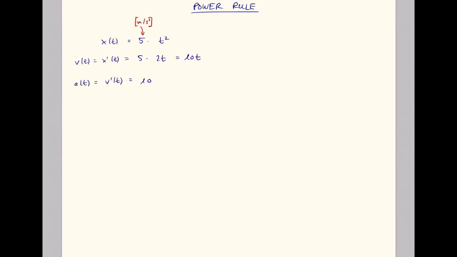This is precisely the kind of uniformly accelerated motion from the second kinematic equation. The factor of 5 is nothing other than half the acceleration.